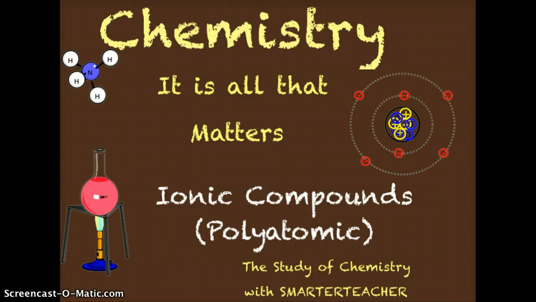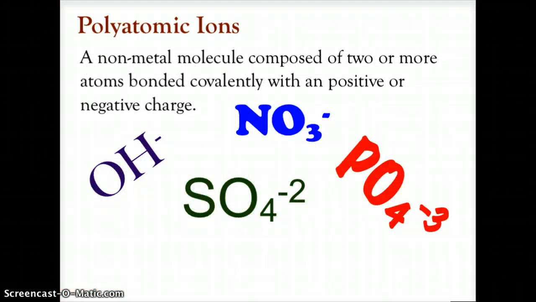And we're going to continue looking at ionic compounds, and now we're going to introduce the idea of polyatomic ions as part of that ionic compound. So a polyatomic ion is a non-metal molecule composed of two or more atoms bonded covalently, covalently meaning they're sharing electrons, not giving up or gaining electrons in order to become ions, but actually sharing their electrons. And in the sharing of those electrons, the molecule takes on either a positive or a negative charge.